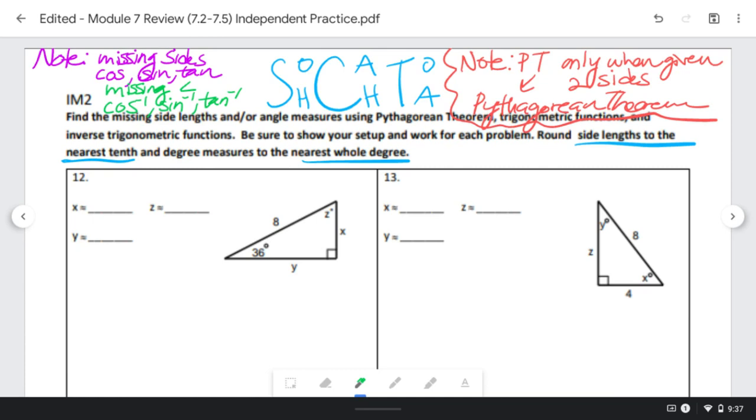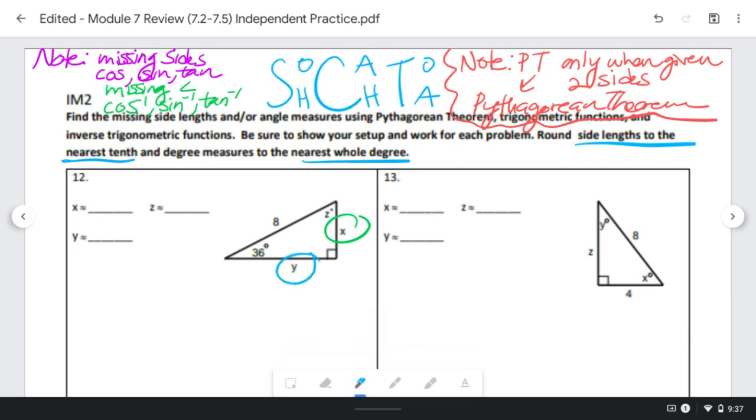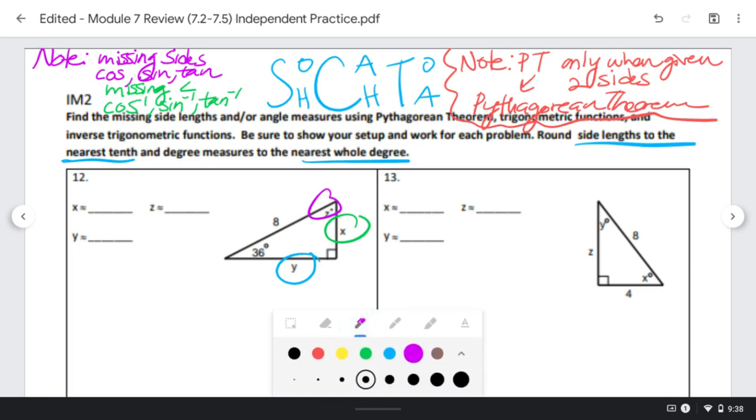So let's look at number 12. On number 12, we have x as a side, y as a side, and z, which is an angle. We can use anything we want to solve. The easiest thing to do first is solving for the angle, because actually I don't have to use my inverse trigonometric functions. I can just simply subtract using my triangle sum theorem.